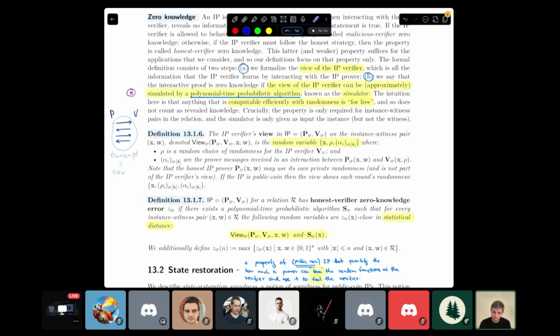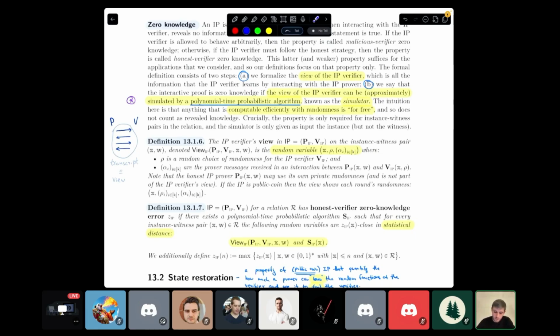Yeah, so that's the definition of zero knowledge. Very briefly, but I assume most of you have seen it before. Do you have any questions about that definition, or if you haven't seen it before, do you have any questions about that?